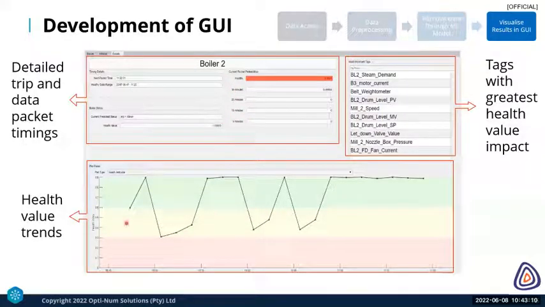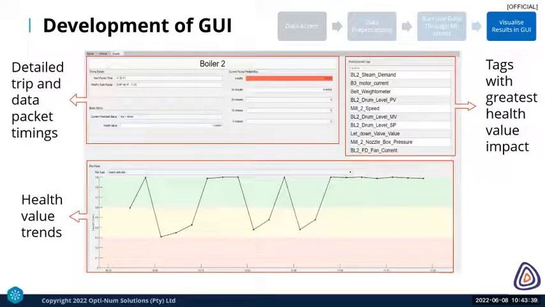On top of that, we designed a health value to be able to trend over time. The idea was that this value can exist between 0 and 1, I believe. And as time goes on, you can see what the health of the boiler is doing. So if it trends downwards and looks like it's going down, that means that the boiler is getting closer and closer to a trip.